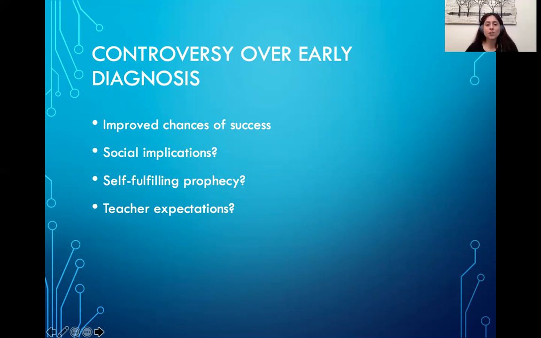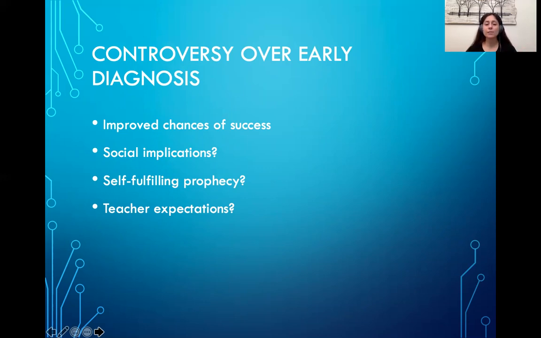There are social implications with early diagnosis. Once a child is labeled with a particular diagnosis, it influences the way that teachers and peers interact with them, consciously and unconsciously. Another issue is the self-fulfilling prophecy. If the child is aware that they've been diagnosed with something, is that going to make them feel like they're going to fail anyway, so why try, right? And of course, that's going to depend on how much understanding the child has over what they've been diagnosed with, but it's important to keep in mind.